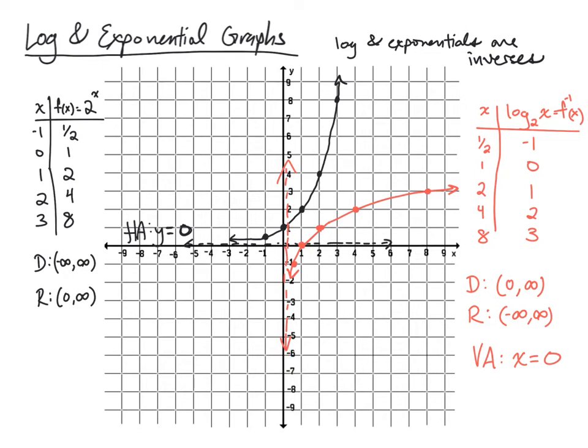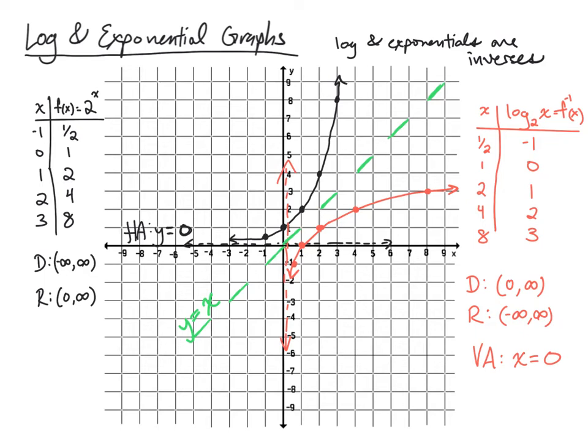Here is another thing about inverses. Remember this? Inverses are a reflection over the line y equals x. And you can see that the reflection here is pretty good freehand. This is a mirror image over this line y equals x. Let me write the equation of the line here. Y equals x.